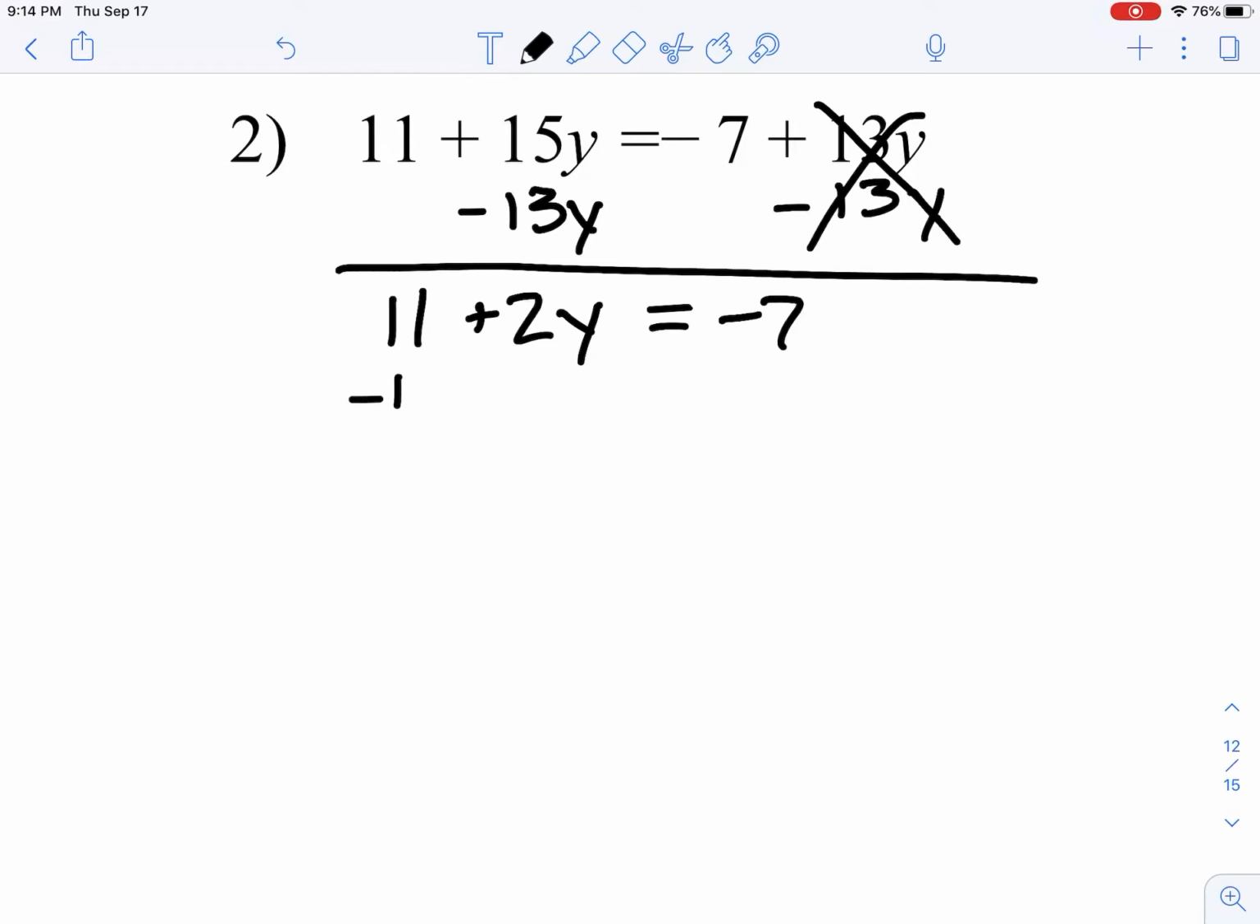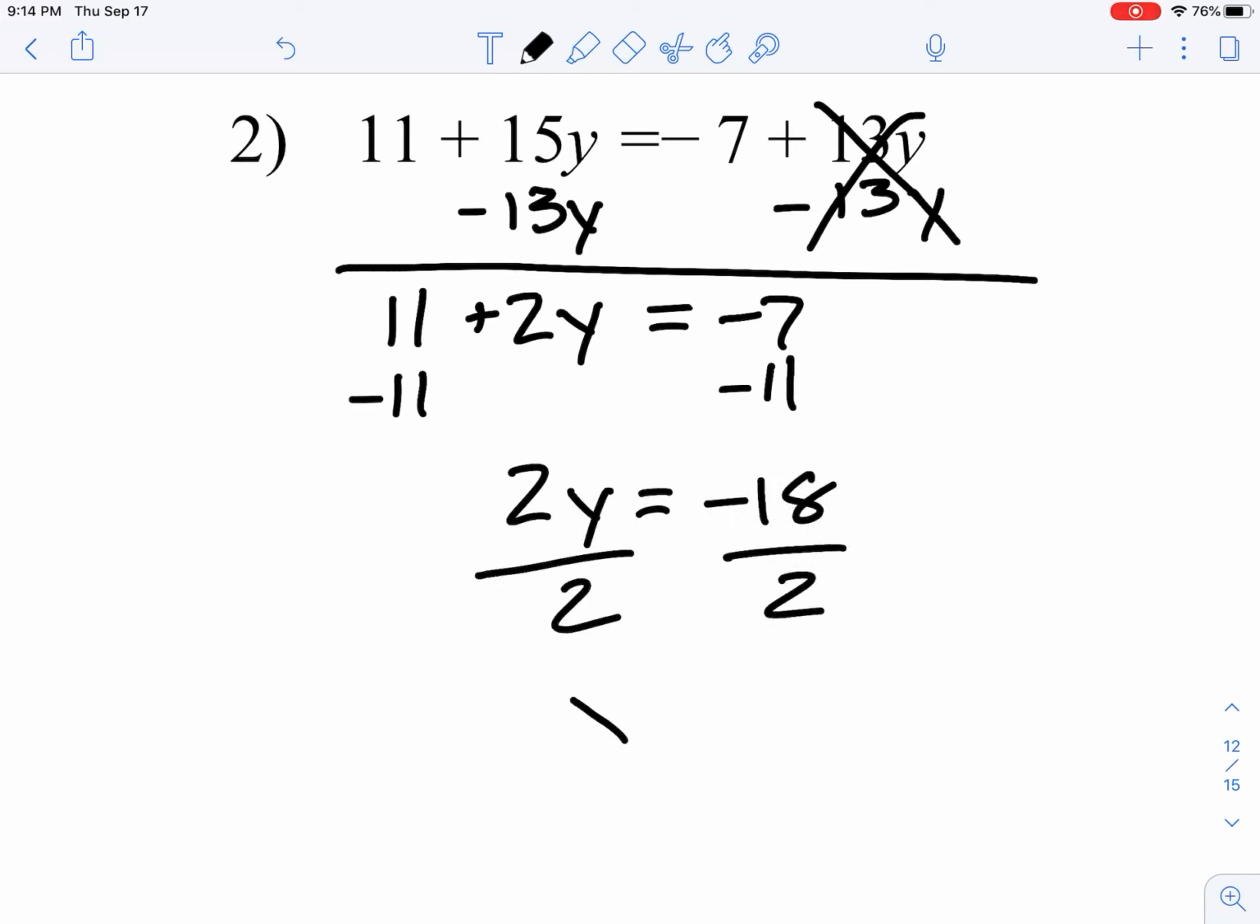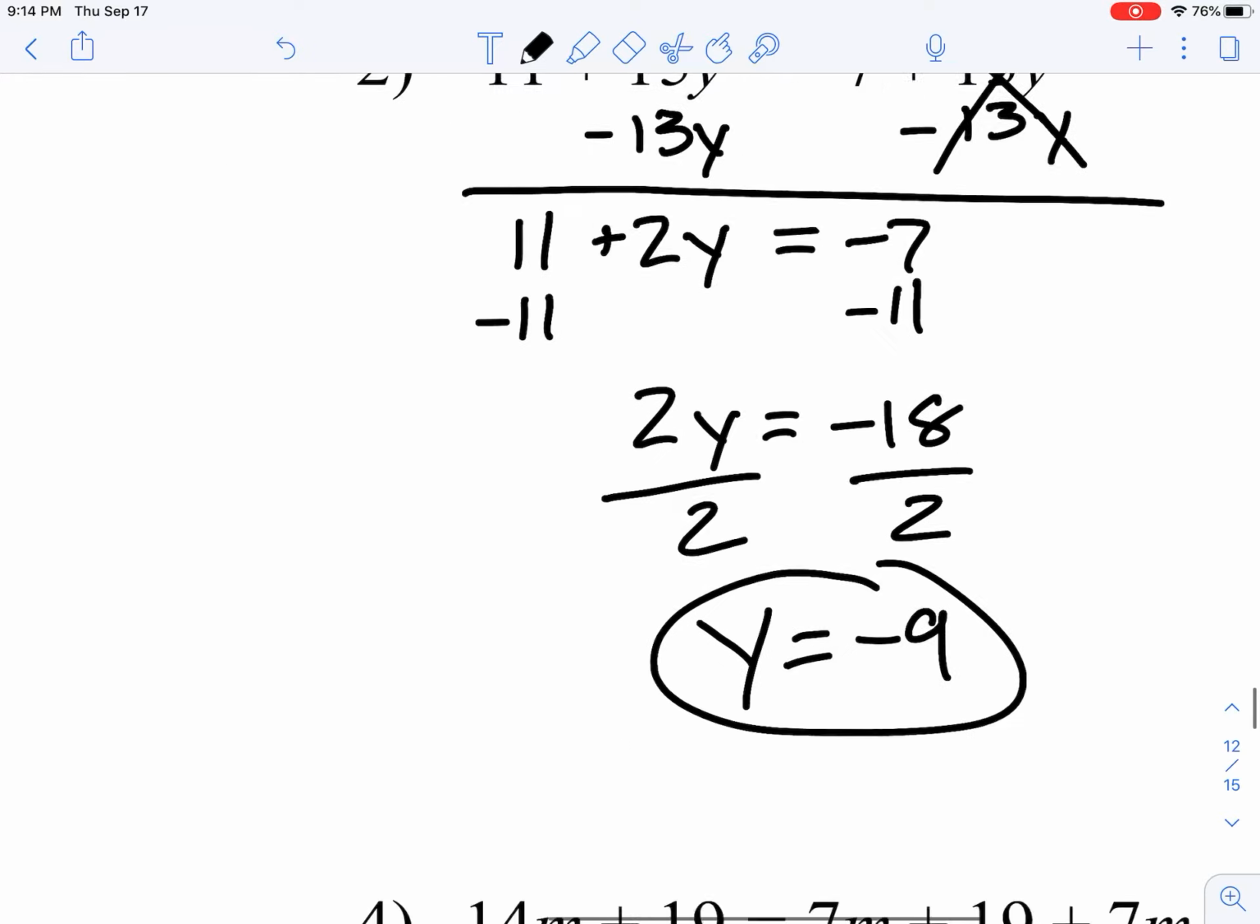Again, we just have a two-step equation now. You guys know how to do that. Minus 11 on both sides. We're left with 2y equals negative 18. Divide by 2, divide by 2. Y equals negative 9 is my final answer.